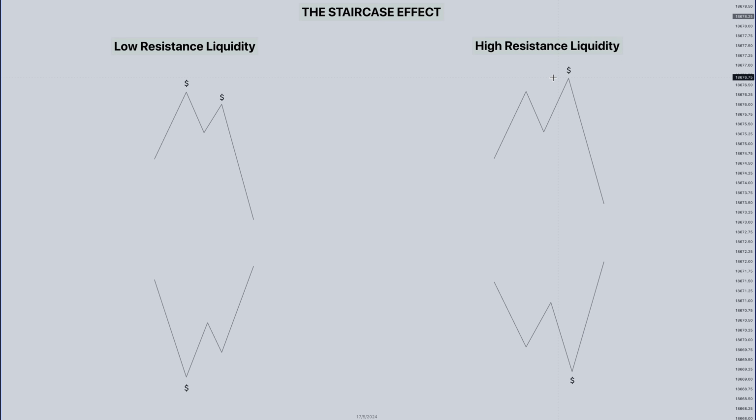With high resistance liquidity, you had a high and it got taken out. So it was a liquidity sweep before moving downwards. Because there was a liquidity sweep, this is high resistance liquidity. When I'm taking a short, I like to have high resistance liquidity defending my position.